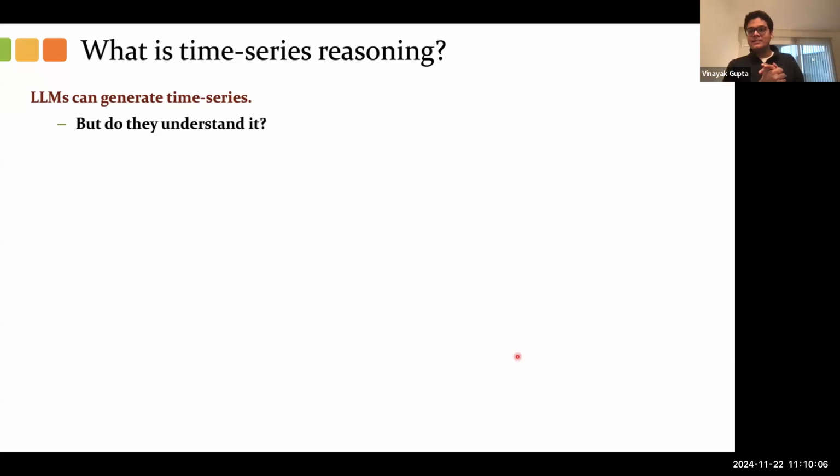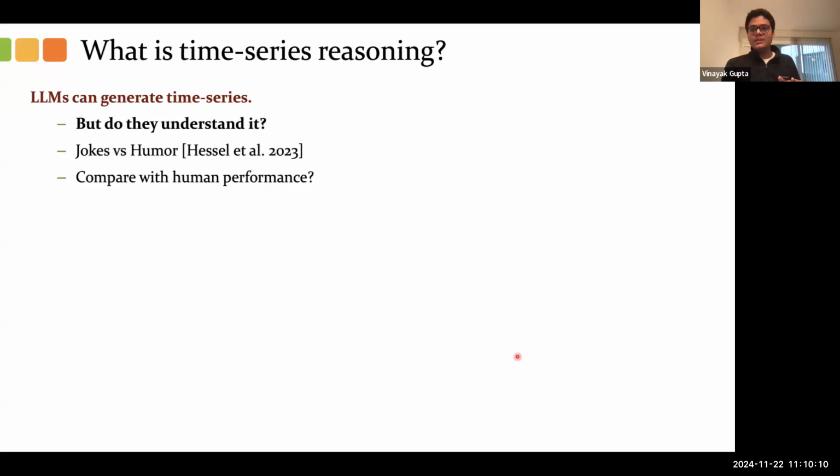But do they understand it? For non-time series folks, I would like to point out that generating and understanding time series is like generating jokes. An LLM can generate jokes, but it has been shown in multiple research articles that it does not understand humor at all. It just generates jokes. And even if it understands time series to some extent, how does it compare to human performance? Is it actually useful? Can we actually use the understanding ability of large language models?